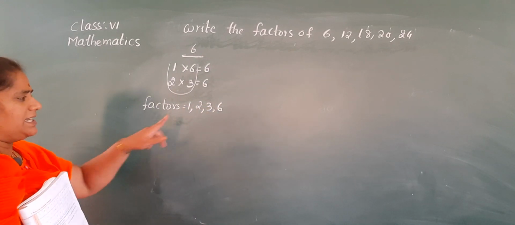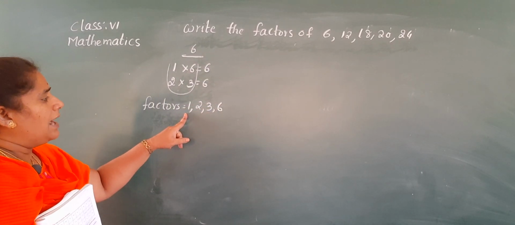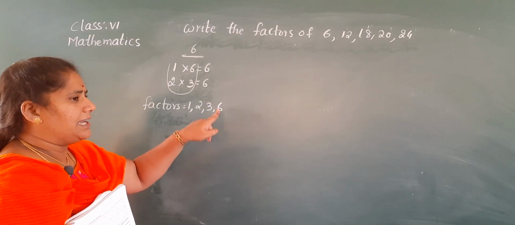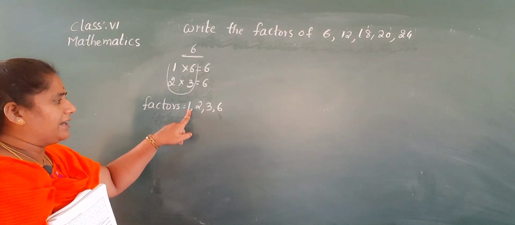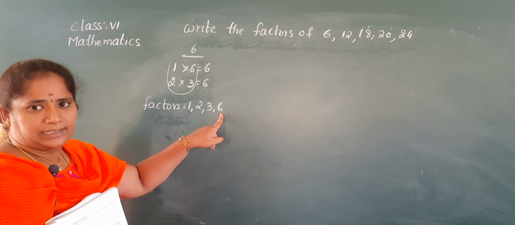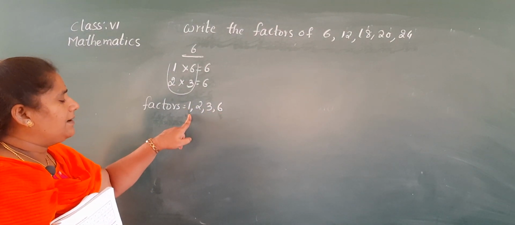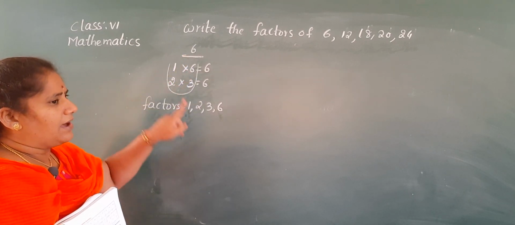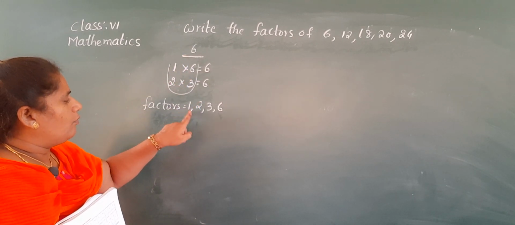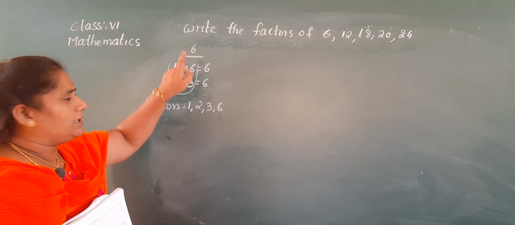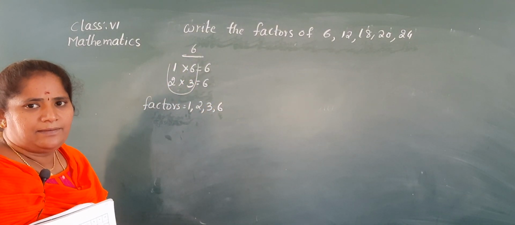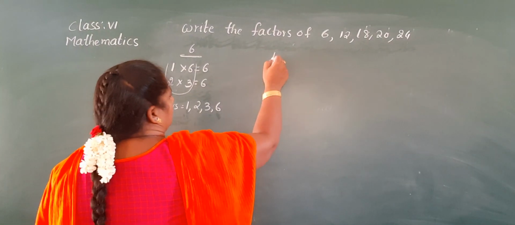Here see, children, 1 is a factor of every number and the number itself is also another factor of the given number. It is the smallest factor and it is the greatest factor. So the factors are equal to the number or less than the number. See here, 1, 2, 3 are less than 6 and 6 is equal to 6. Is it clear?